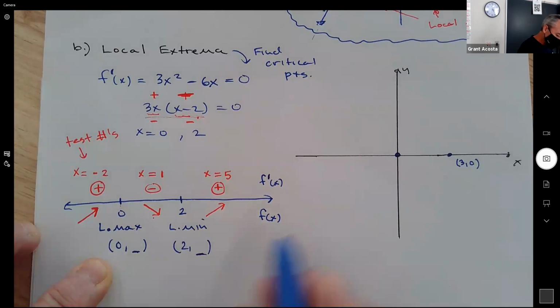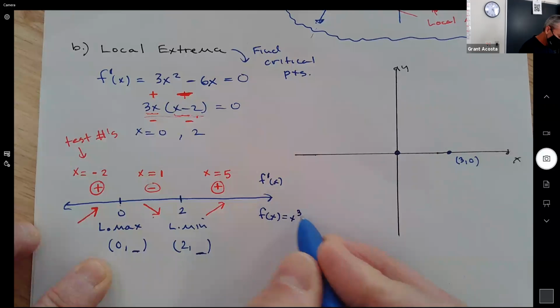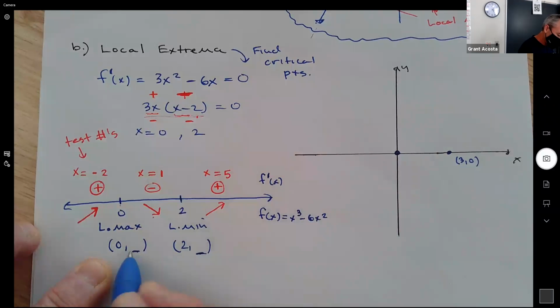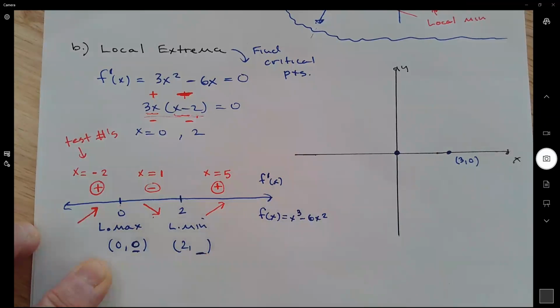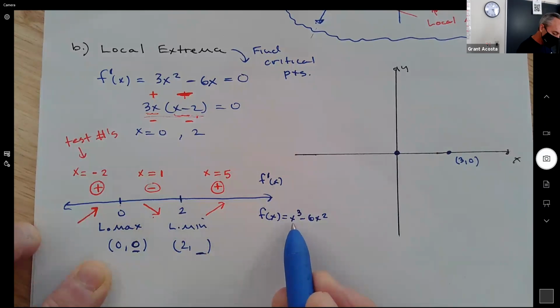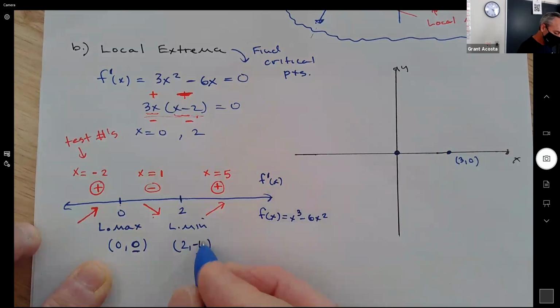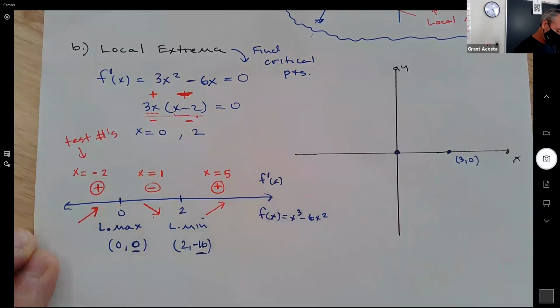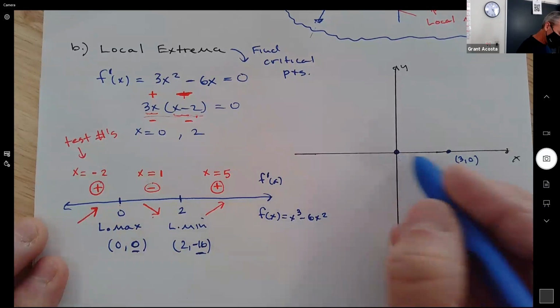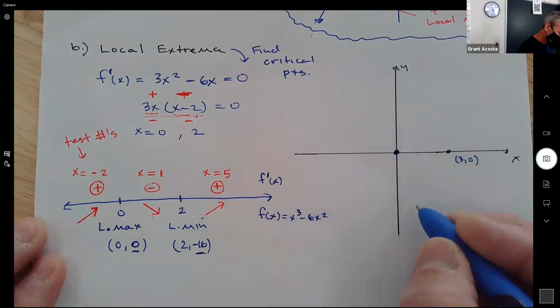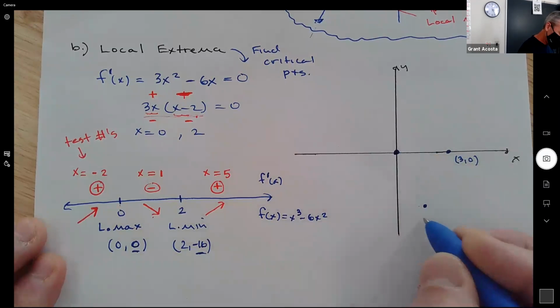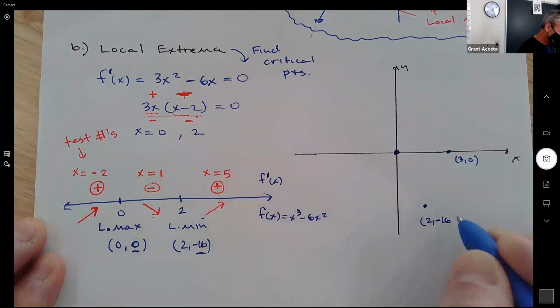Remember my original function I think was x cubed minus 6x squared. So if I plug in, well, we already had that. That was one of my intercepts, 0, 0. But if I plug in 2, I get 8 minus 24. I think that's negative 16. So let's add that to our graph. We already have 0, 0. Let's just call this 2, negative 16.